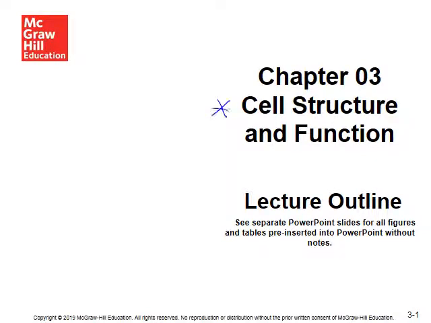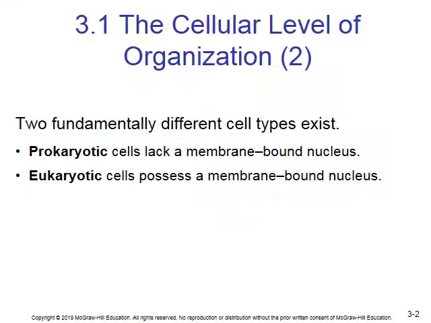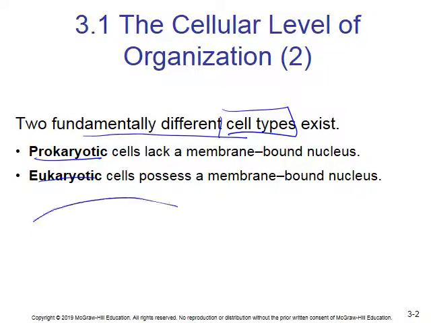By the title, you can see we're going to talk about cell structure and function. Here's a list of the two fundamentally different cell types that exist. I kind of think of them as a large umbrella, right? So here's our, I'm going to abbreviate, prokaryote, and here's our eukaryote.